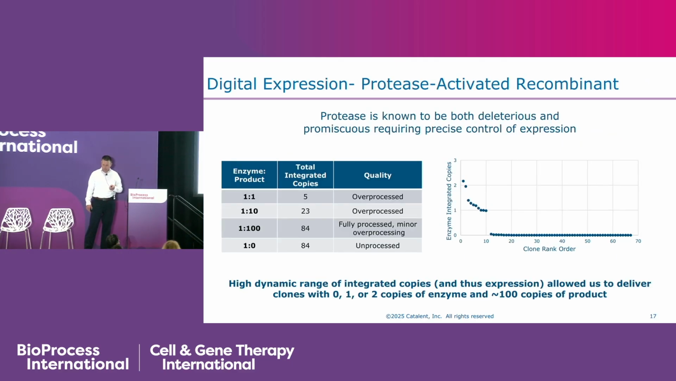So this example is another very challenging example. This product required a protease cleavage to activate the molecule. The problem is the protease was known to be deleterious to CHO cells. They don't like expressing it. And it's also promiscuous. It can overcleave the product. So there were some concerns here. We knew we'd really need to balance expression of the protease compared to the product.